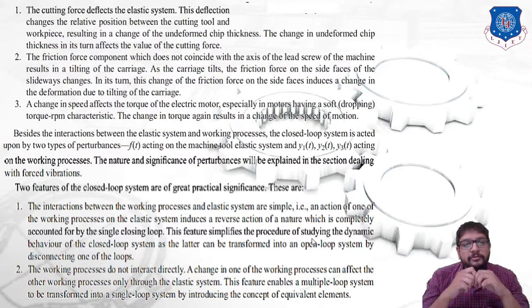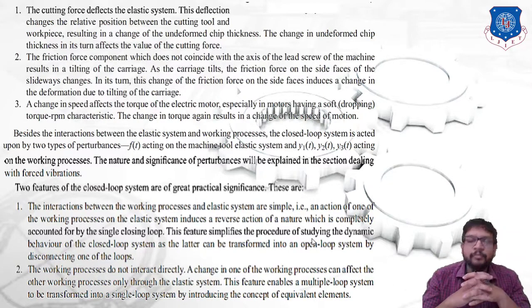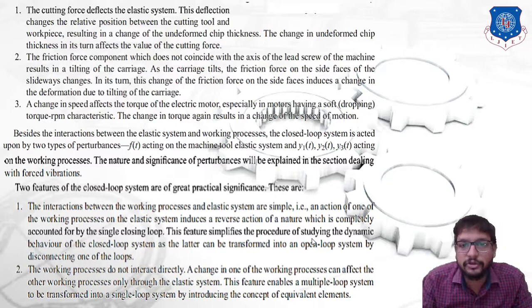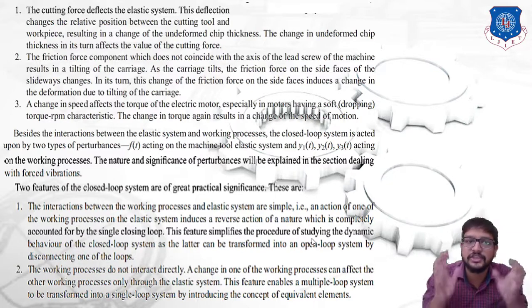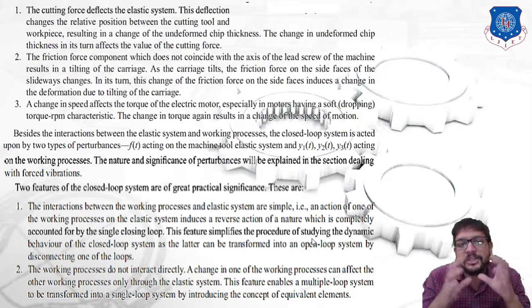Second important point which we need to consider: the friction force component, which does not coincide with the axis of the lead screw of the machine, results in tilting the carriage. Now, as the carriage tilts, the friction force on the side faces of the slide base changes, and in its turn this change of friction force on the side faces induces a change in deformation due to tilting of the carriage.